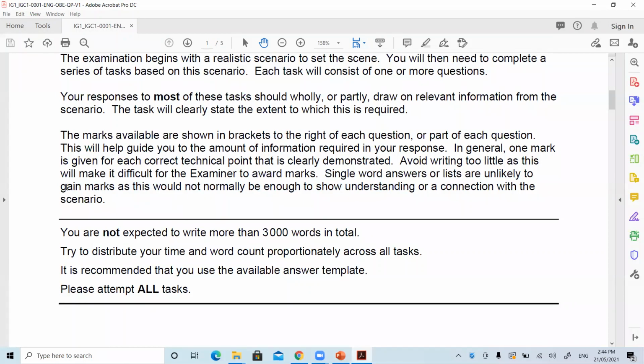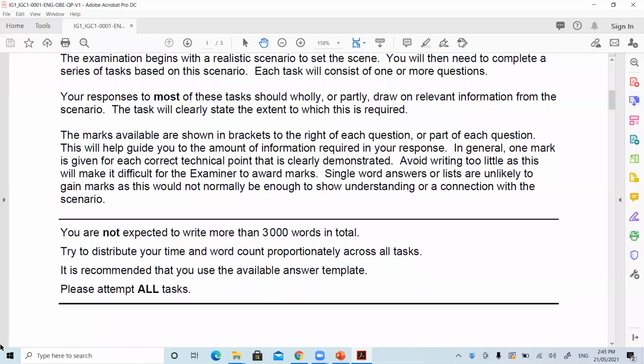You need to be very, very clear about this. If a question carries 10 marks, you need to give 10 correct technical points. Each technical point must be clearly demonstrated, which means it should be at least written in 2 to 3 lines. Don't write half a line or a few words as your answer. It will not be accepted. 10 marks for the question, 10 points, each point of at least 2 to 3 lines. Simple. Keep that as a rule of thumb when you answer.